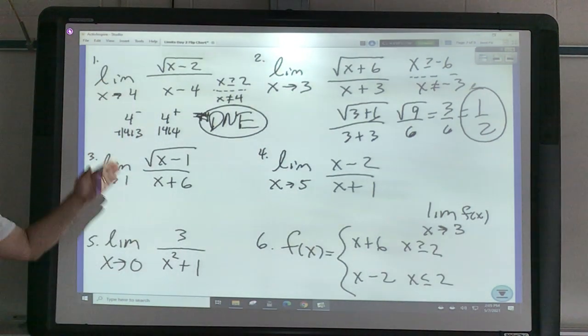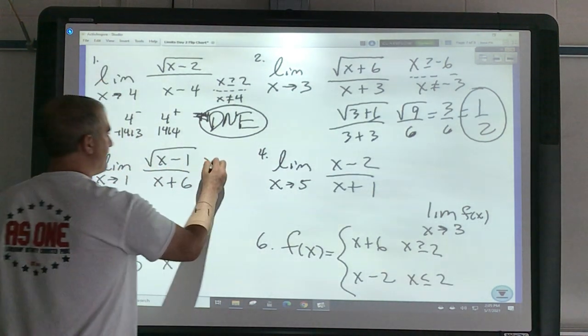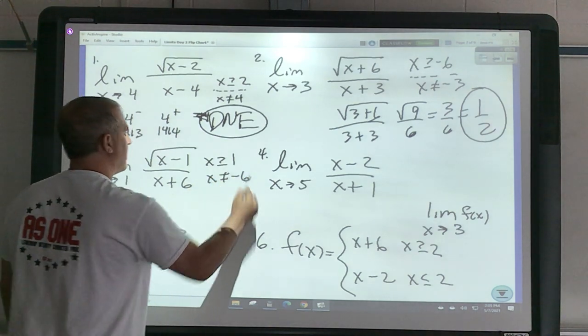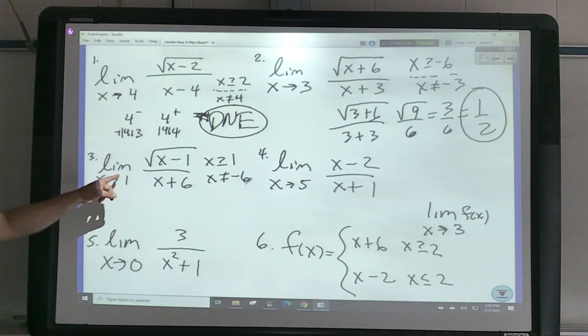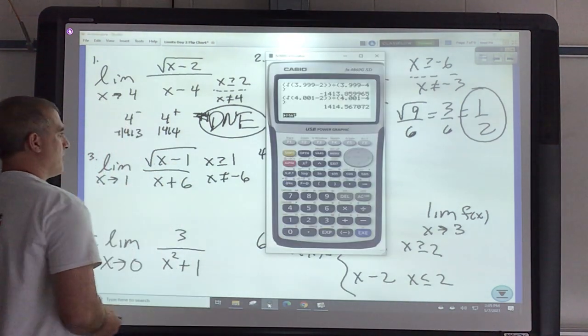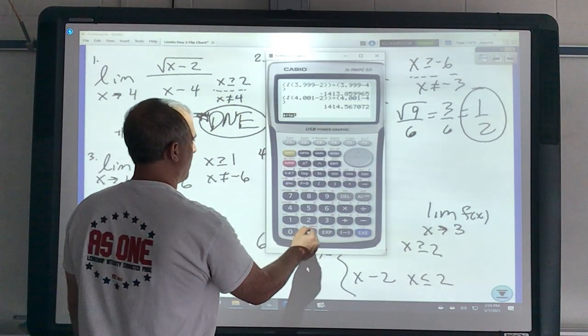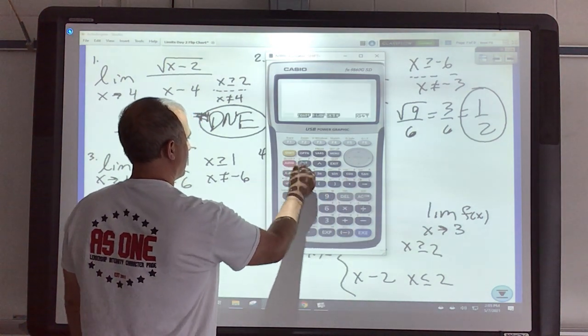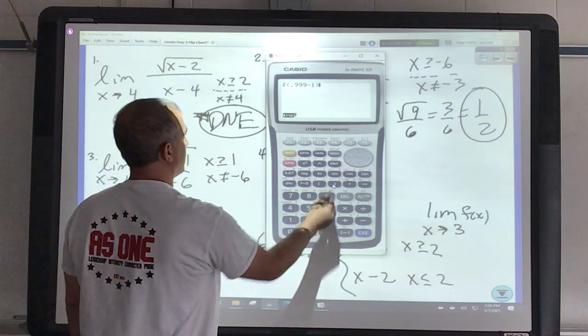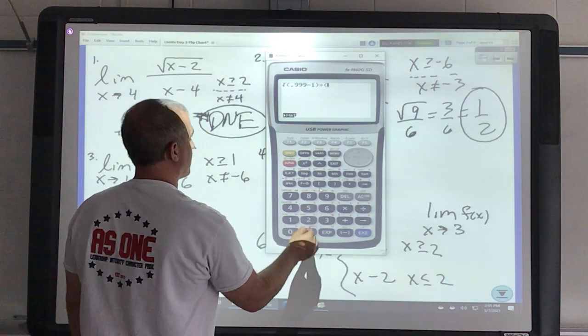Okay, now let's look at this one. All right, I got to have something x is greater than or equal to 1. Okay, I can't have anything that's negative 6. Okay, now the 1 might be an issue, so I got to try some stuff here. Okay, now if I do 0.99 minus 1, I think you know what's going to happen here.